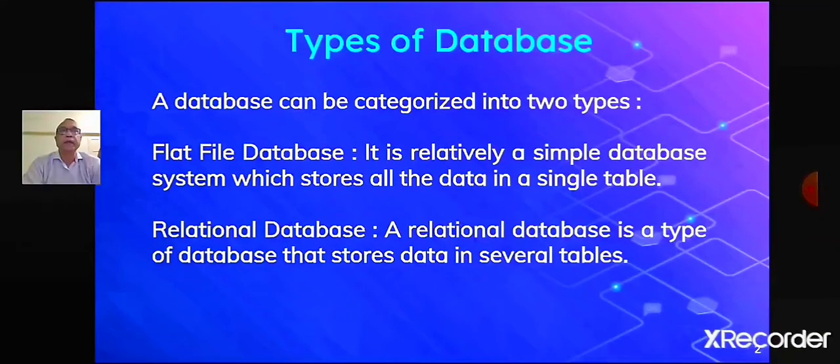Relational database. A relational database is a type of database that stores data in several tables. These tables are related to one another in such a way that whenever there is a need, the data can be joined and information can be accessed from them at once. The relationship between the different tables can be defined by their common fields.